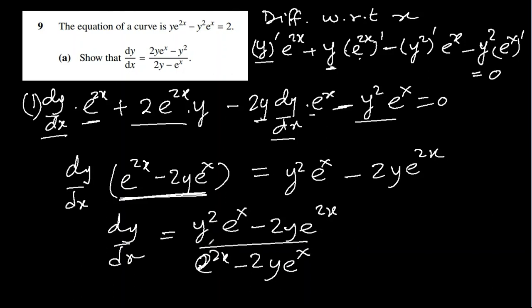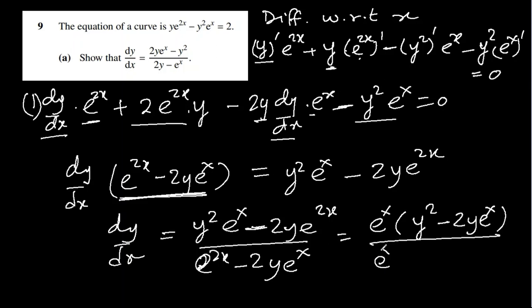And our format is not matching with what they want. So what we can do, all of them have e to the power x. Let's take e to the power x common from numerator first. So we'll be left with y square minus this minus, and e to the power x is here, so 2y e to the power x. Let's take e to the power x common from the denominator as well. So it will be left with e to the power x only, and this one will be minus 2y.